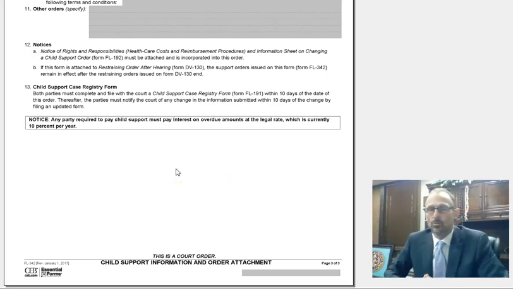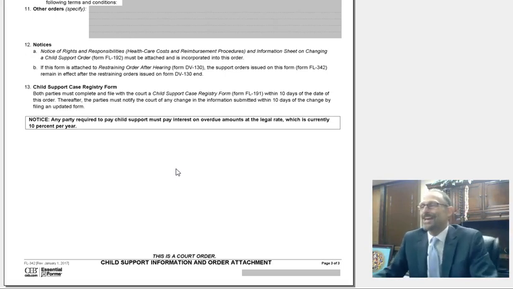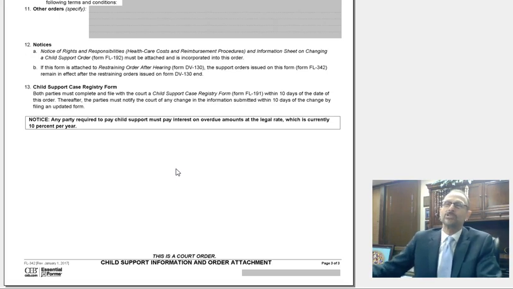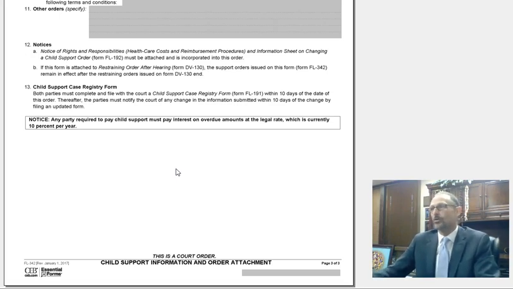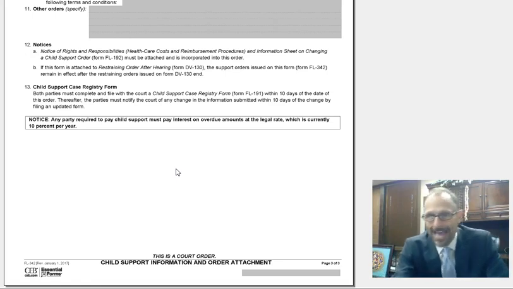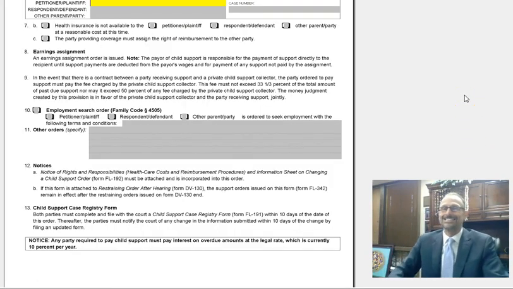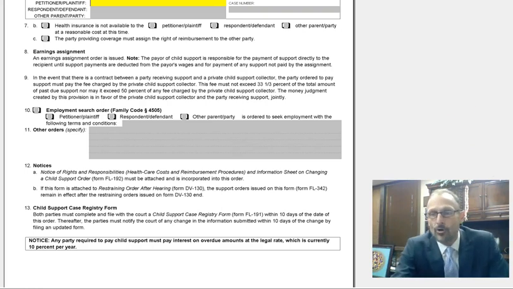This is an interesting little warning. Go ahead and read that. It's a notice. The legal interest rate is 10% on any unpaid child support, and that keeps growing annually. So make sure you pay your child support. You can get in serious trouble if you do not pay it. Yep, good. All right, that is the entire form.